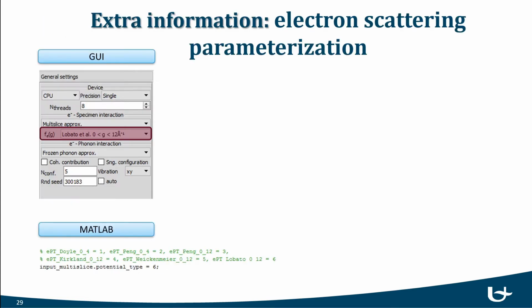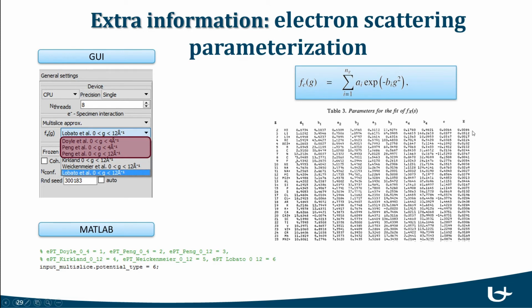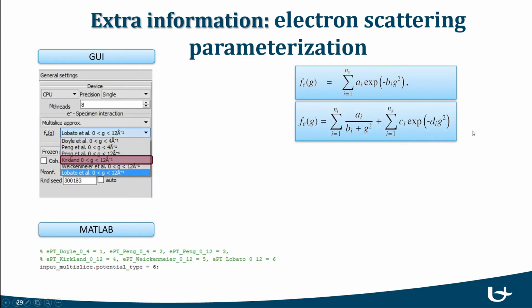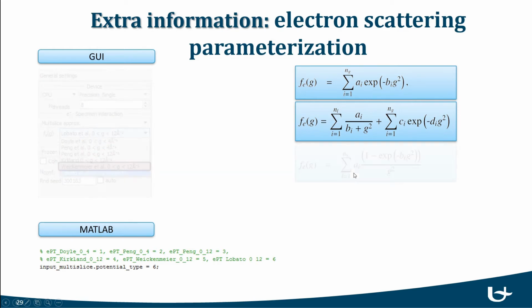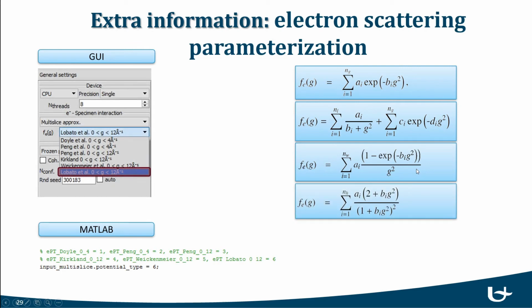As extra information, MULTEM also allows you to use different electron scattering parametrizations. Some of them are Gaussian-based, such as the Doyle-Turner and Peng parametrizations. However, the Kirkland parametrization uses a basis composed of Gaussian plus Lorentzian. On the other hand, the Weickenmeier-Kohl parametrization uses a different basis, which is 1 minus a Gaussian over g squared. Or you can also use the Lobato parametrization, which is based on the hydrogenic model.